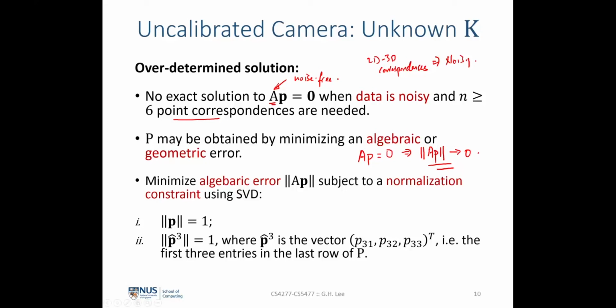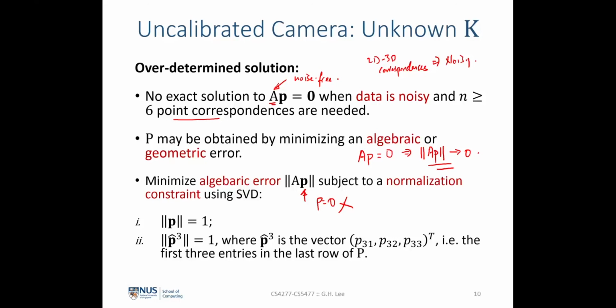And of course, if we were to naively minimize the product of A and P, then we are not guaranteed to have a meaningful solution of P, because in this particular case, if we do not subject P to a certain constraint, a trivial solution could be found, and that would be simply to equate P equals to 0. And this is the solution that we do not want. So in practice, it's always good to subject this algebraic error minimization to a certain normalization constraint.